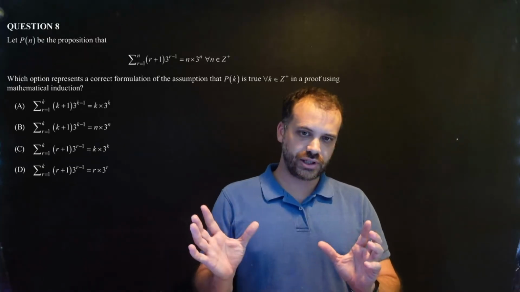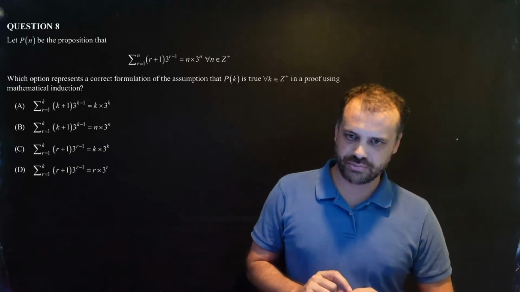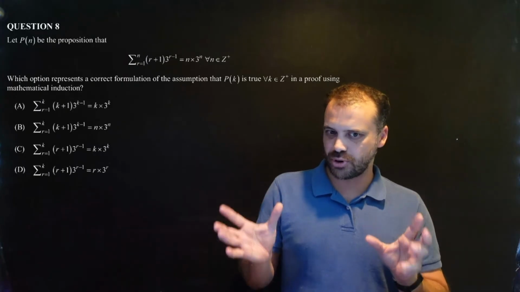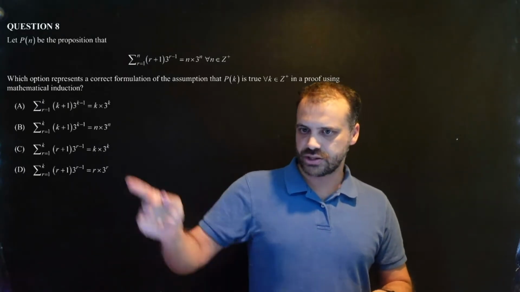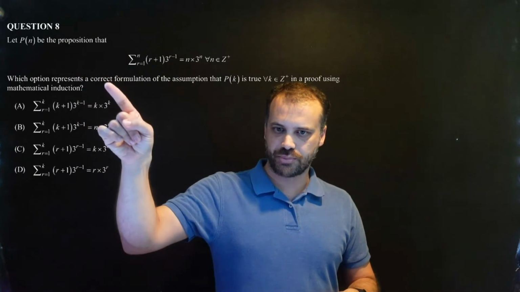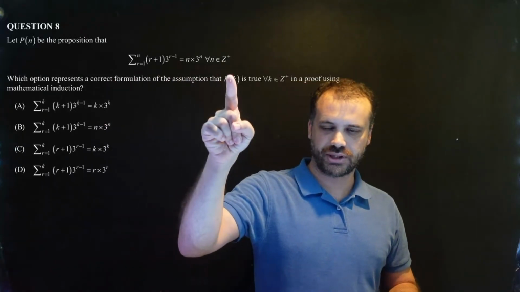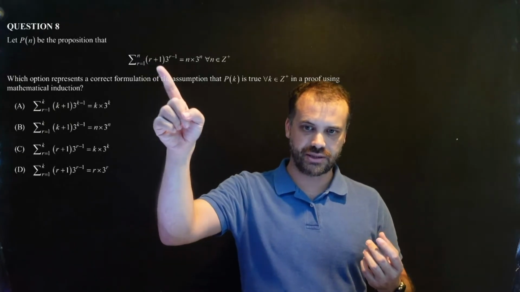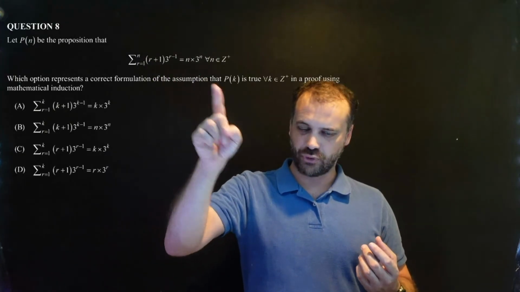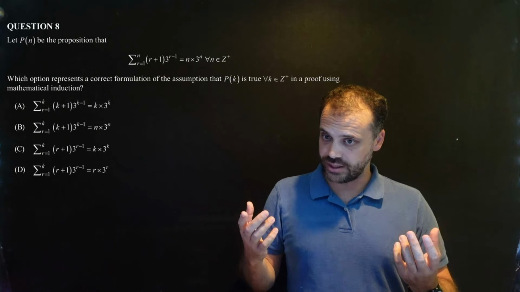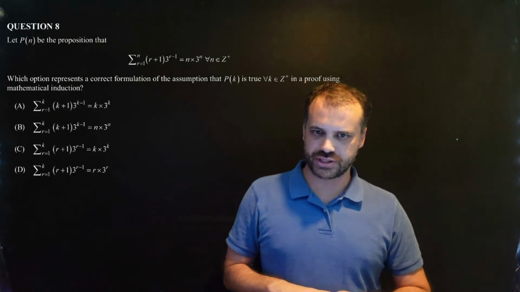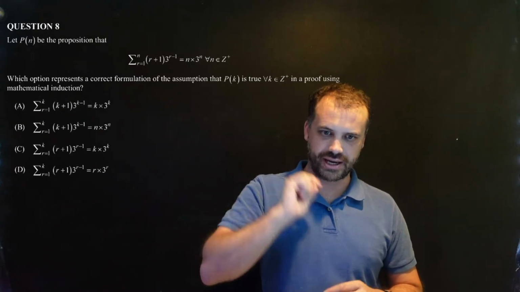This is an absolute classic. It's proof by mathematical induction. This sort of question, this style, seems to pop up every year. So we have our proposition, and the proposition is that this formula here is true. That's a partial sum. We're summing this thing here, and that formula is a faster way to get there. Which option represents a correct formulation of the assumption PK?